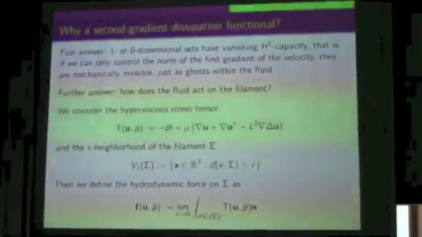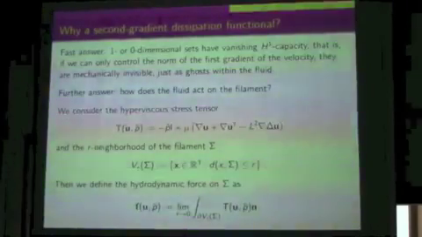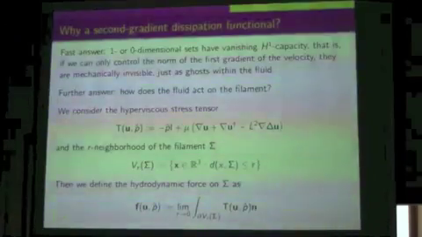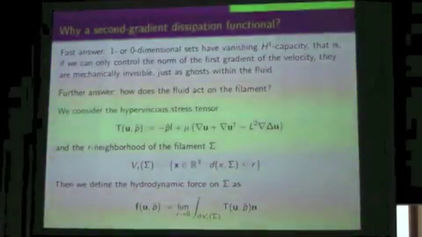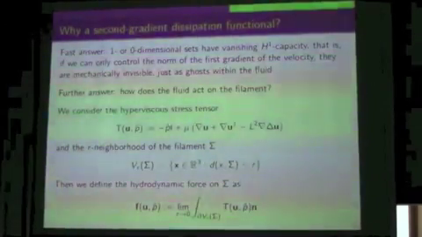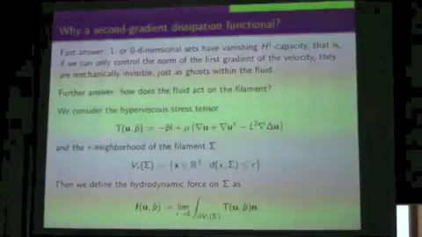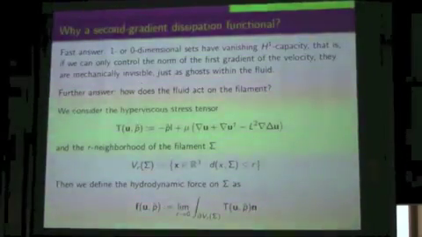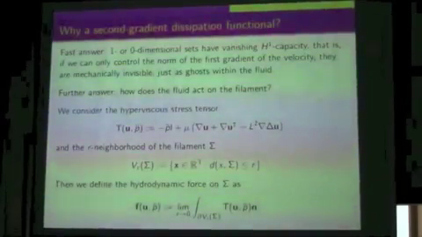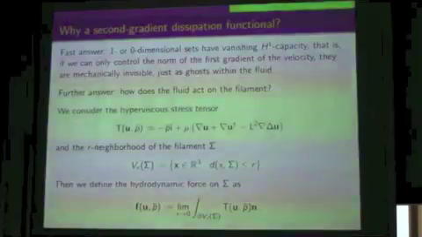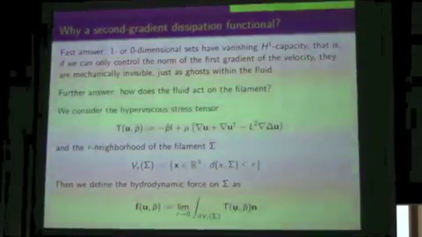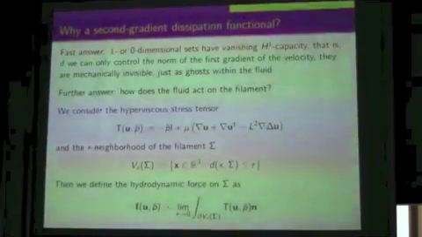There is a fast mathematical answer. One or zero dimensional sets have H1 capacity equal to 0. In other words, they are invisible for a fluid if, with my equations and a priori estimate, I can only control the first gradient of the solution. So if I have a first gradient fluid, there is no way of making one-dimensional objects interact with the fluid.